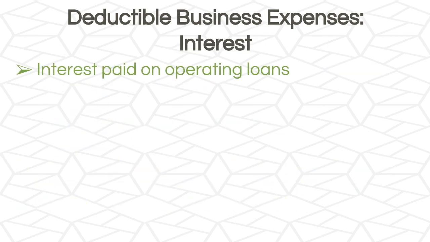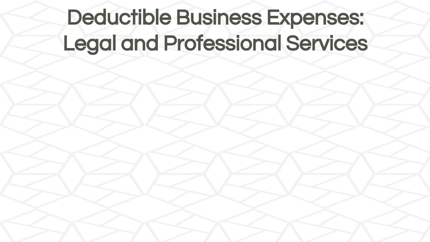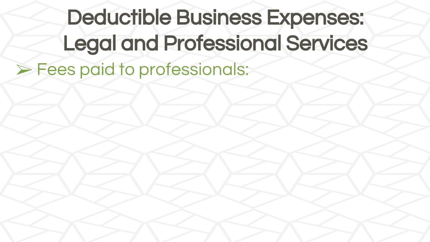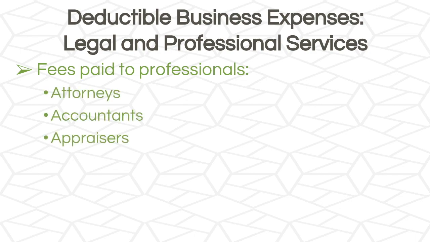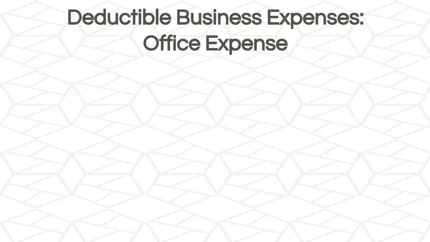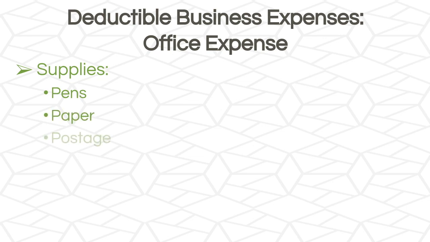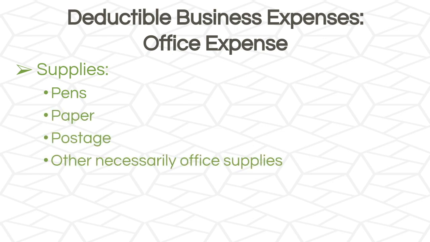For interest, this can be interest paid on operating loans. It does not include mortgage interest. Then we have legal and professional services. So these are fees that are paid to professionals like attorneys, accountants, appraisers, and engineers. Then we have our office expenses. So these are general things like supplies, which include pens, paper, postage, other necessary office supplies.